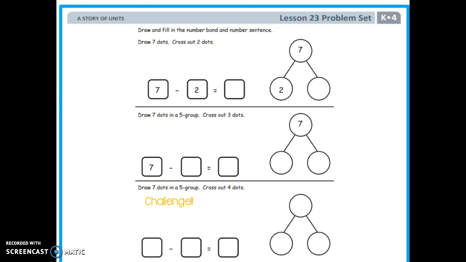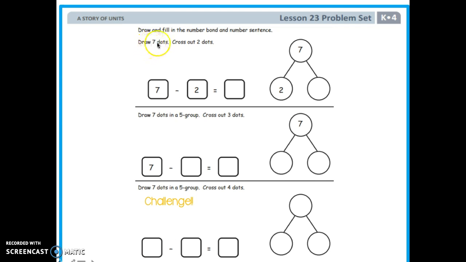Now we're on the second page. Boys and girls, I want you to know that this is a little bit challenging. I would like you to try this one with me and this one with me, and this is the real challenge. That's why I typed challenge in there. All right, here we go. Draw and fill in the number bond and number sentence.